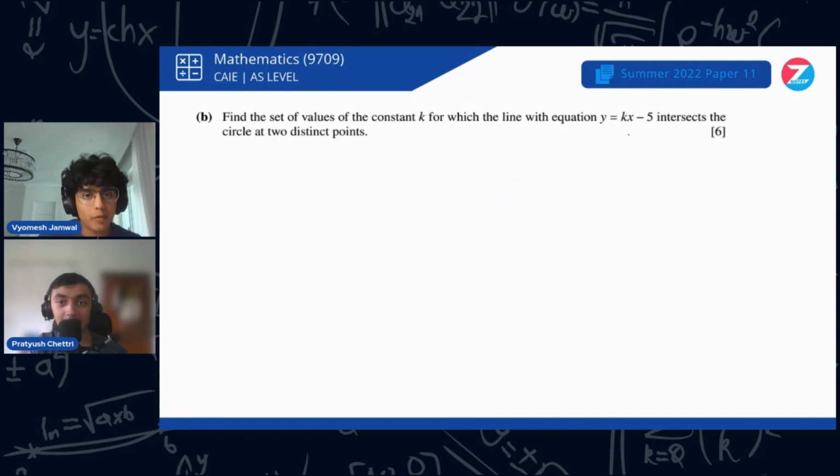So let's rewrite the equation of the circle. That would be (x plus 3) squared plus (y minus 1) squared equals 36.